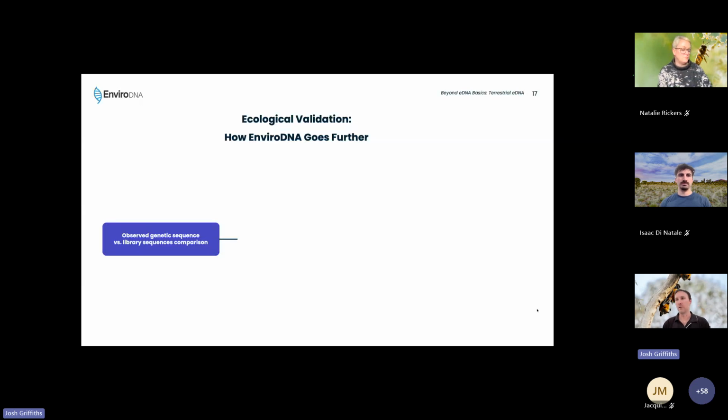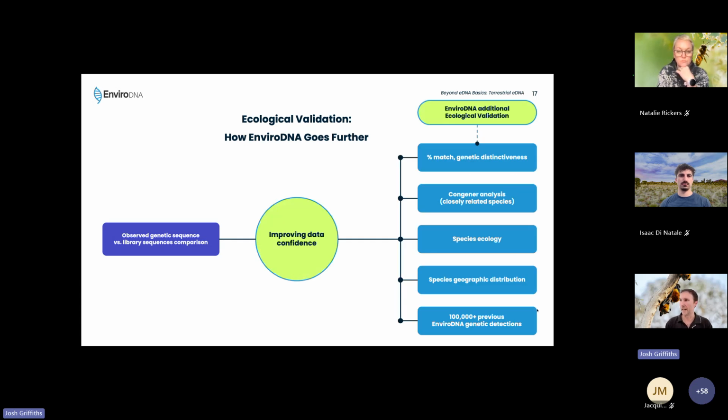So what we do through our analysis is we take a step further from that bioinformatics and we go through a process that we call ecological validation. That uses a range of other metrics that we can try to improve the confidence in that data. So looking at the genetic data, how well our sequences match the ones that are in the library. How genetically distinct are our species of interest? So is it platypus, which is quite easy to distinguish from others, or is it a galaxiid, which are very closely related to several others that are likely to be in the area?